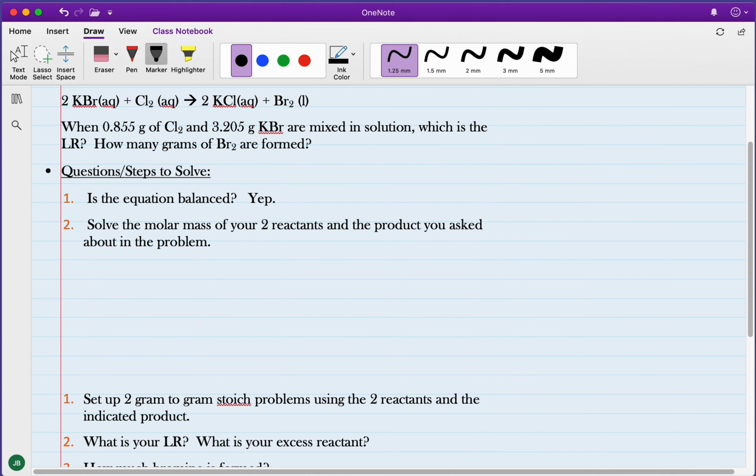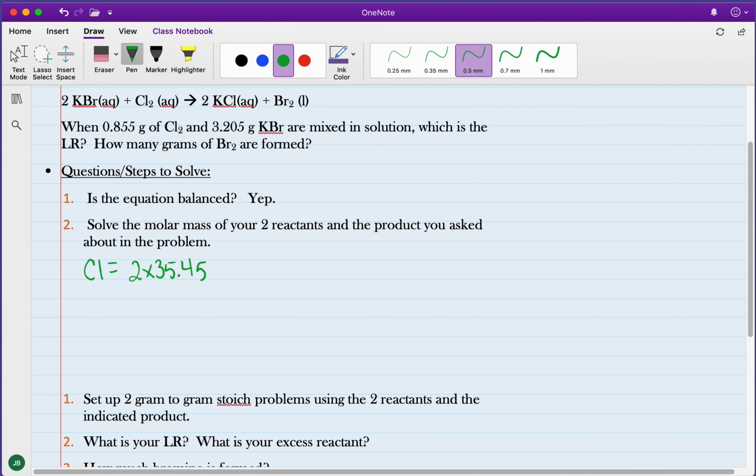We have chlorine. Let's go green. So the chlorine, remember it's Cl2, so that's 2 times 35.45. Don't forget that's the mass of that element off the periodic table, and that ends up equaling 70.90.